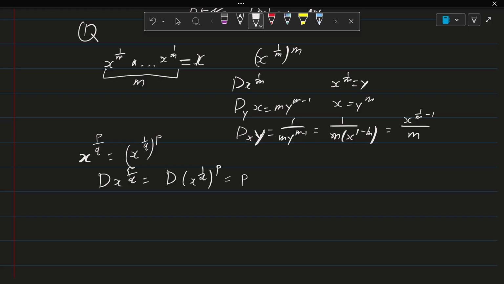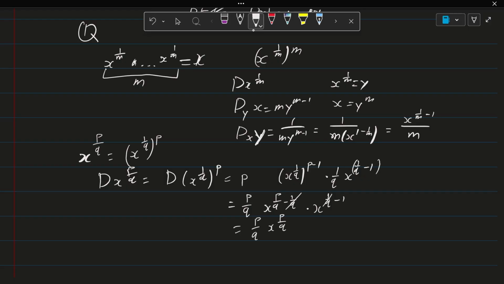So we would obtain p times x^(1/q) to the power of p minus 1. And now we need to find the derivative of x to the power of 1 over q, which we have already figured out to be 1 over q, x to the power of 1 over q minus 1. So combining this whole thing together, sorry, there shouldn't be any derivative there. It would be p over q, x to the power of p over q minus 1 over q, multiplied by x^(1/q minus 1). We see that the 1 over q terms cancel out, so we would obtain p over q, x to the power p over q minus 1.